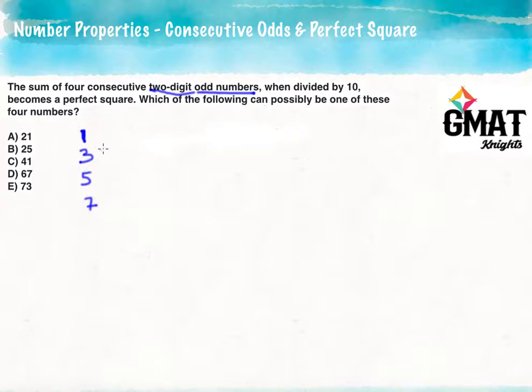The other possibility could start from last digit as 3, then 5, then 7, then 9. Then you could have 5, 7, 9, 1. Then you could have 7, 9, 1, 3. And lastly, you could have 9, 1, 3, and 5. Right? Now, what we need to do is check the sum of these unit digits. If it ends in 0, then that's the case we would be interested in, right?